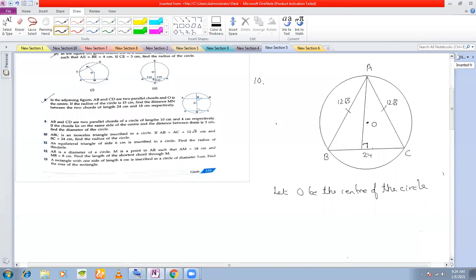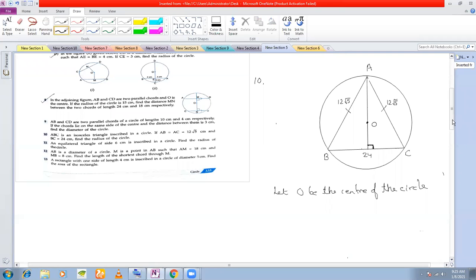Because it is in the center of the circle. So what? Hmm, that's not the reason. The reason here lies in the last corollary that I told you. See, this is your perpendicular, right? This is your perpendicular. It will pass through the center of the circle.